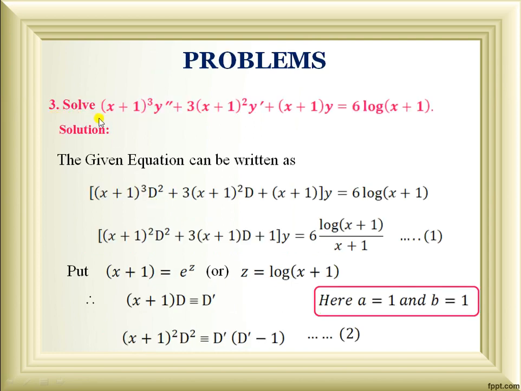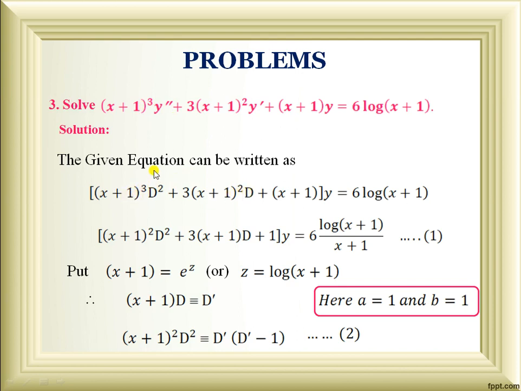So let us move on to the third category. (x+1)³ y'' + 3(x+1)² y' + (x+1) y is equal to 6 log(x+1). So look at this order. It is the second derivative in the first term, but the coefficient order is 3.